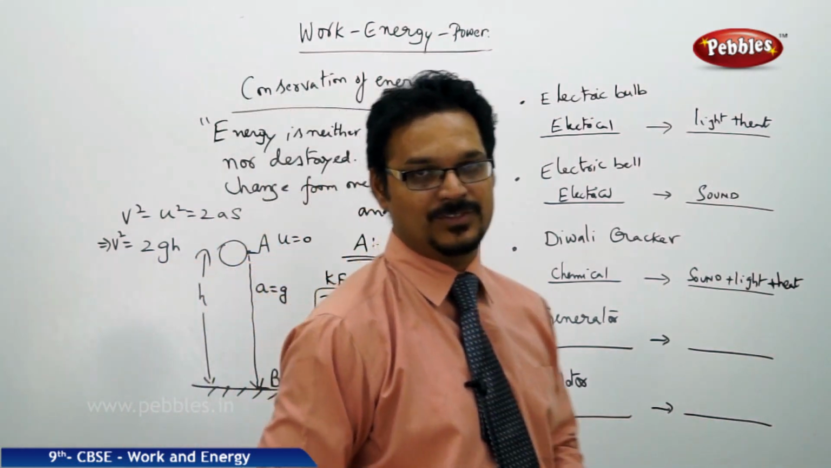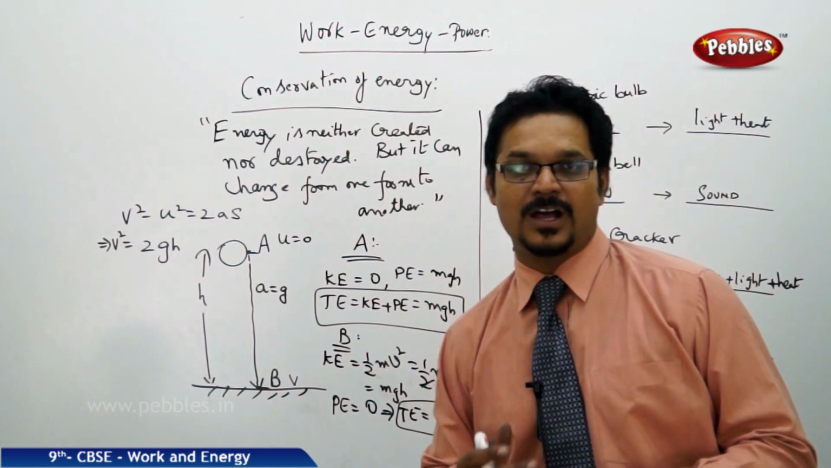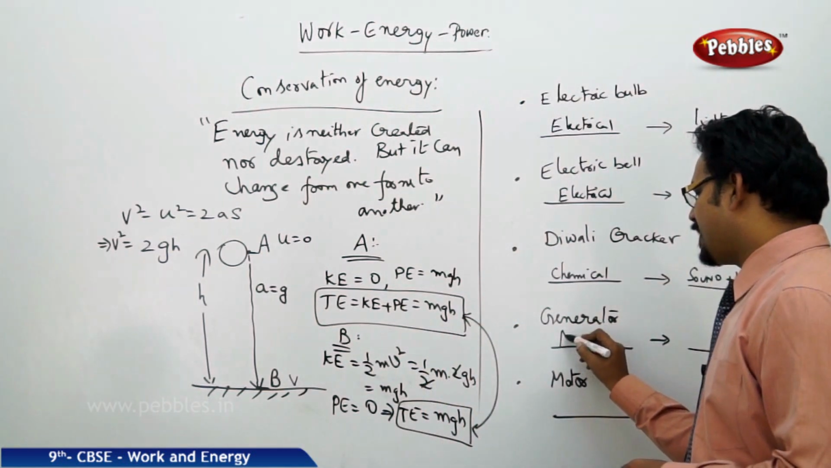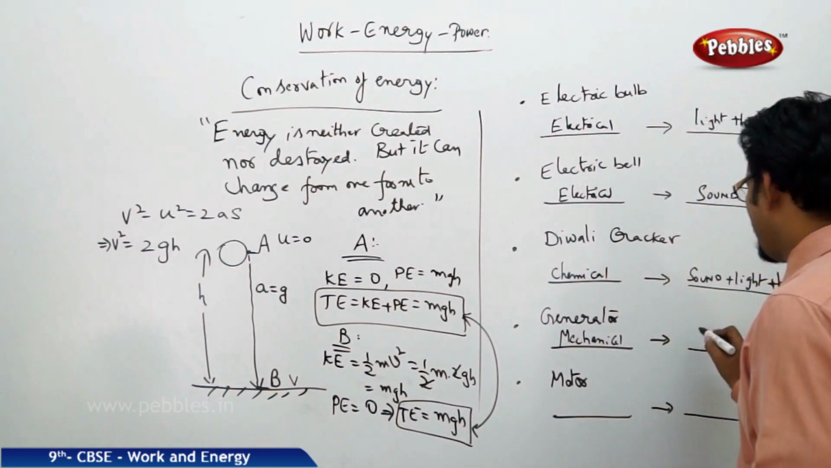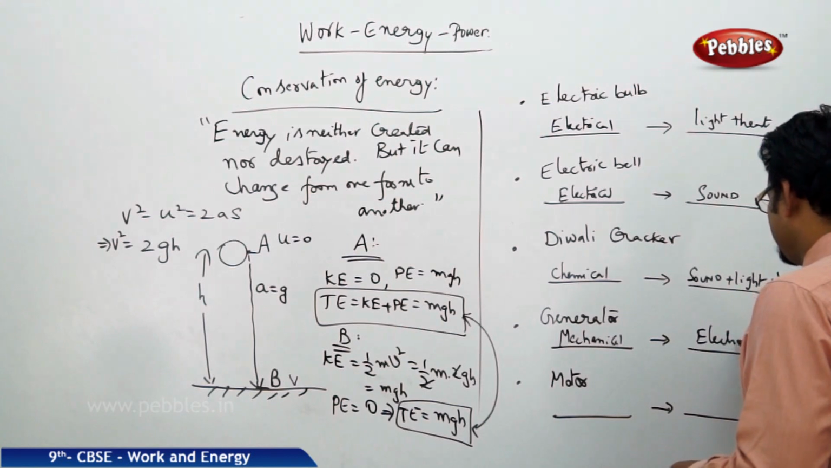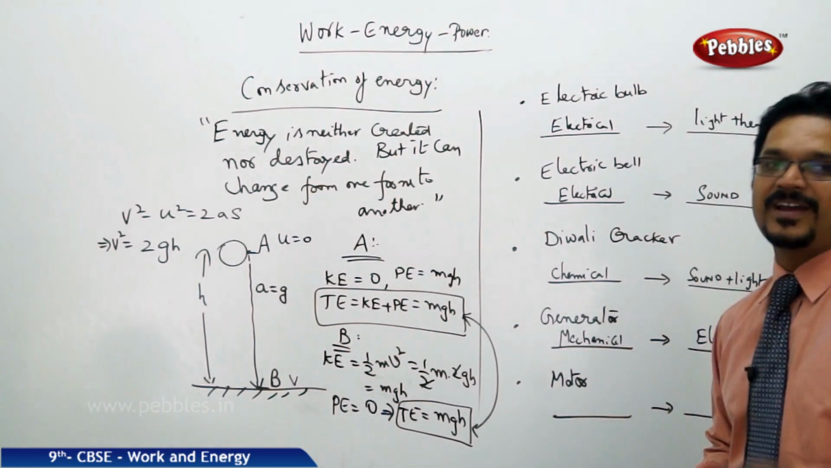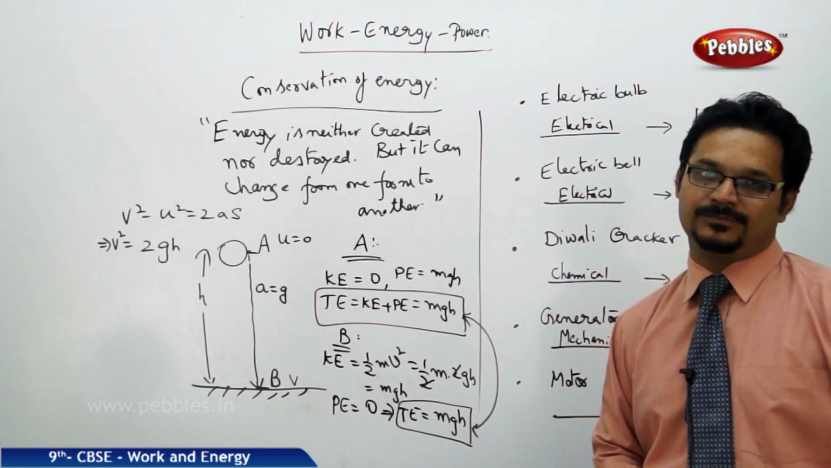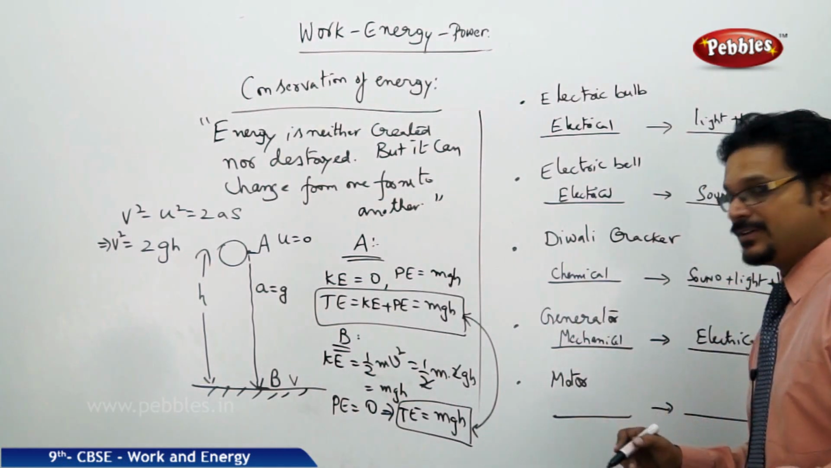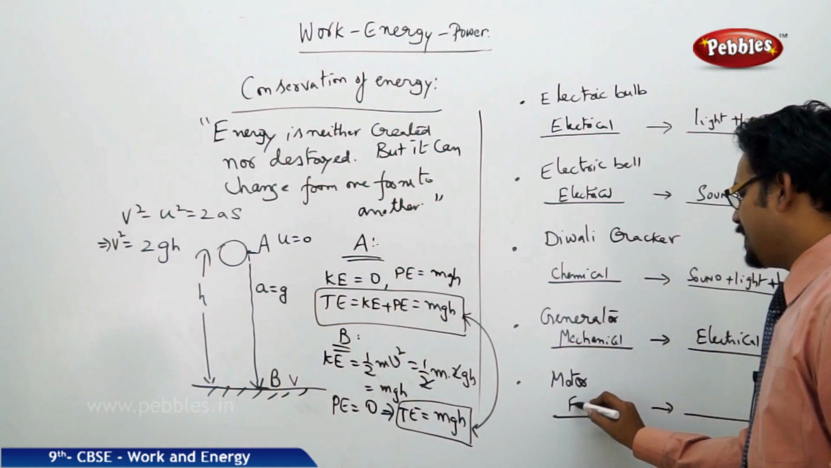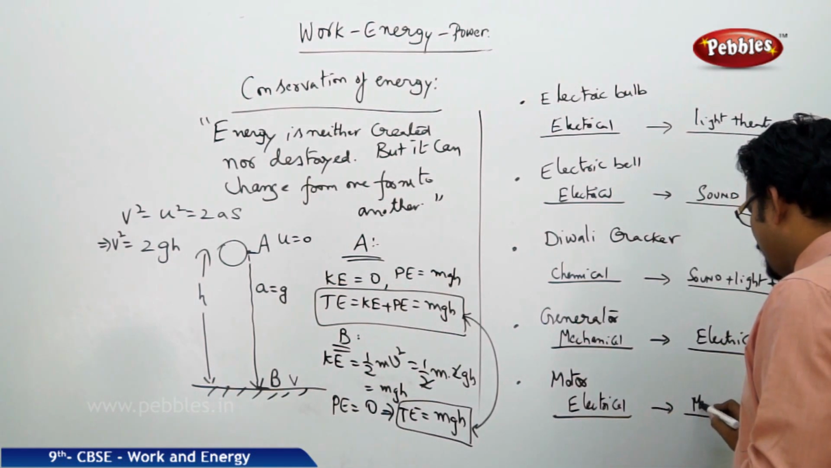Generators, AC generators. Generators are the ones which generate electricity. So how is it possible? They convert mechanical energy to electrical energy. Mechanical to electrical. Motor of a fan, motor of an air cooler, motor of any mechanical device: the motor does the reverse action. In a motor, the electrical energy converts to mechanical.